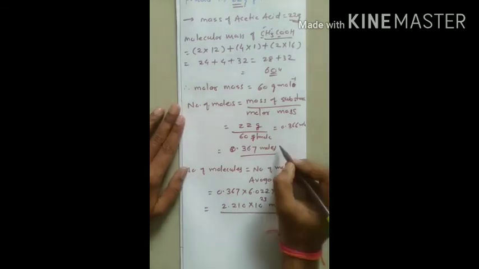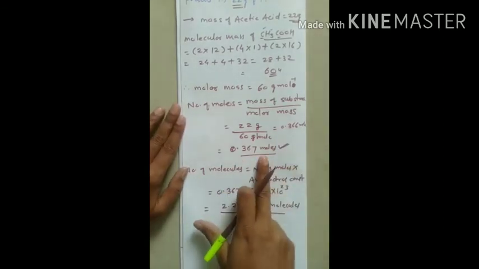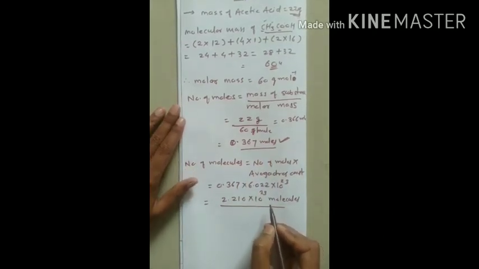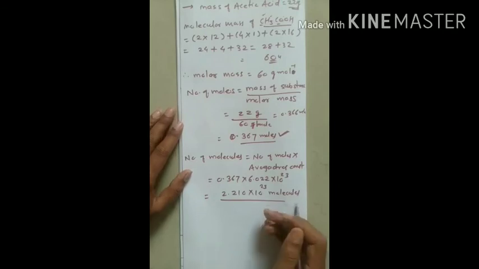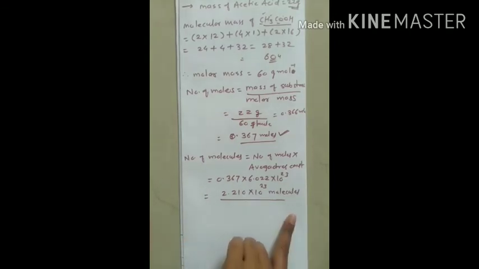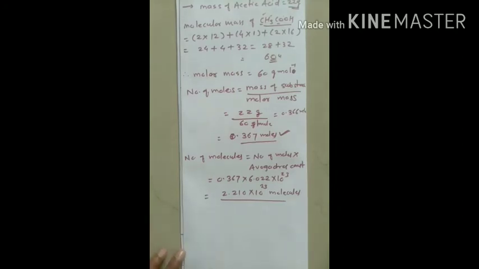So we can say the number of moles is found to be 0.367 and the number of molecules is found to be 2.210 into 10 raised to 23 molecules. In your theory examination, you have to write it down separately below: number of moles 0.367 and number of molecules equal to 2.210 into 10 raised to 23. This is the proper way of writing the answer, so that the examiner will be comfortable and will give you full marks. Okay, after this we are going to discuss our next question.